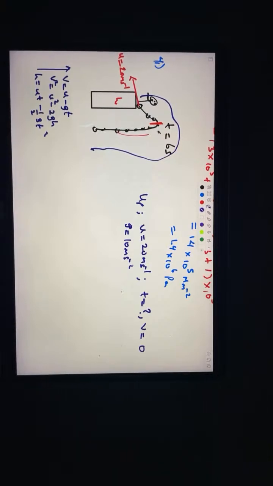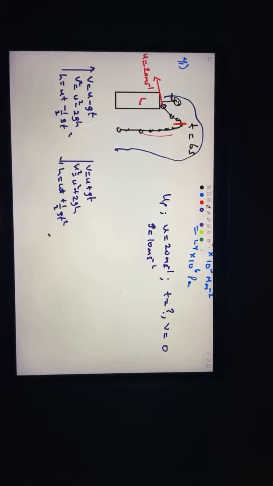Okay, very good. So now when you are coming down, the equation carries its positive as usual. V squared equals u squared plus 2gh. h equals ut plus half gt squared.